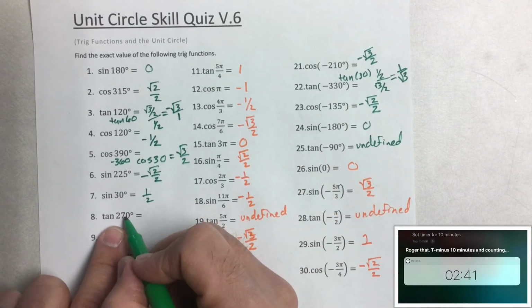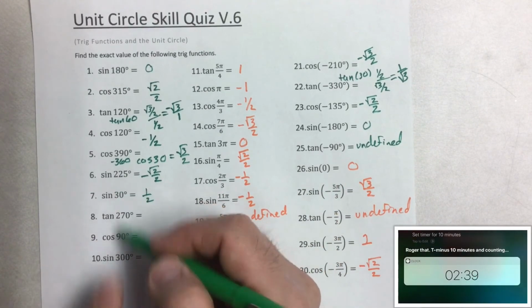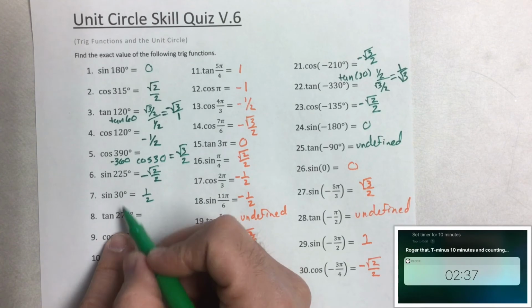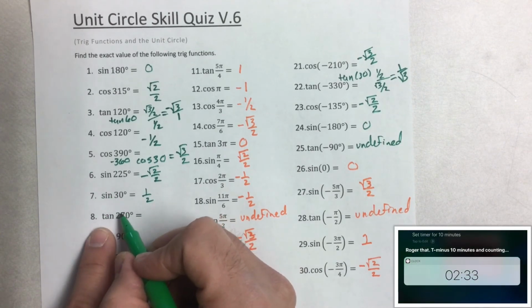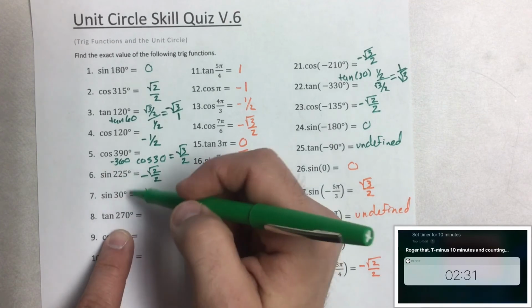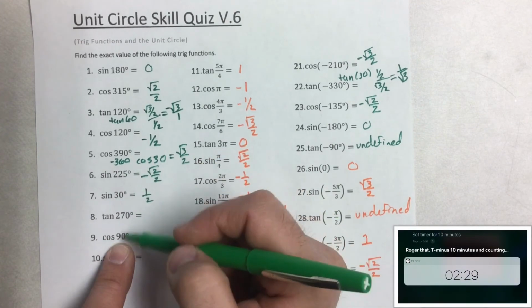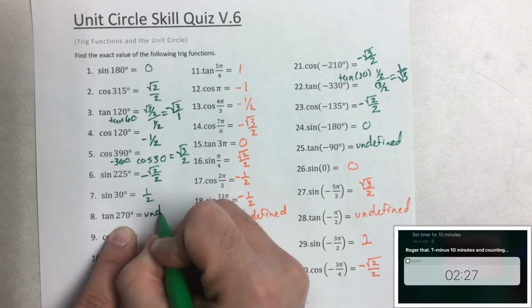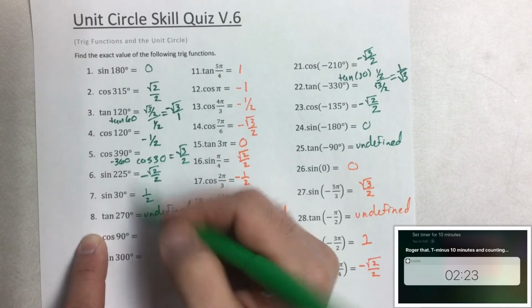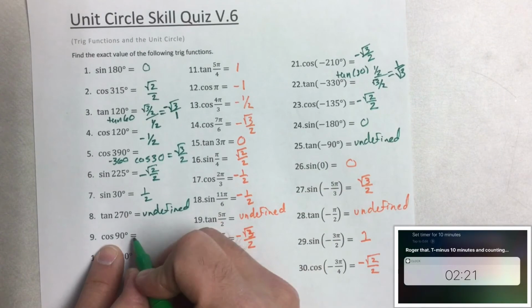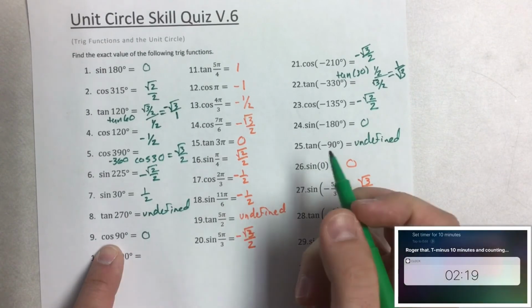So 270, that is on the y-axis. And so tangent at pi over 2 or 3 pi over 2, this is going to be undefined. So when tangent's on that vertical axis, it is undefined. Cosine of 90, it is going to be 0.